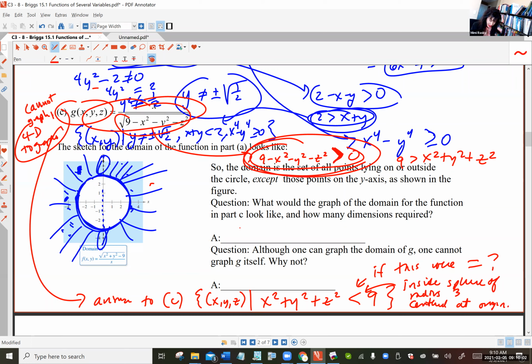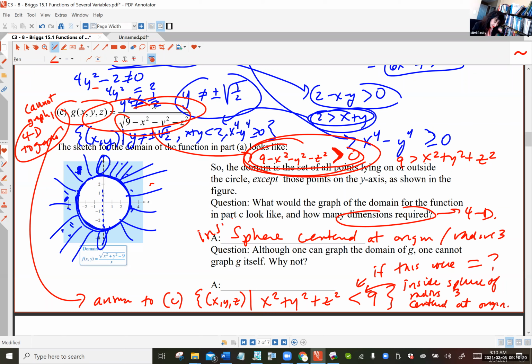So here you can answer: sphere centered at origin, and this dimension's required. I would put 4D. Radius 3, inside. So I'd say inside. Why can't you graph G? 4D. It can't be graphed. Can't graph it if it's 4D.